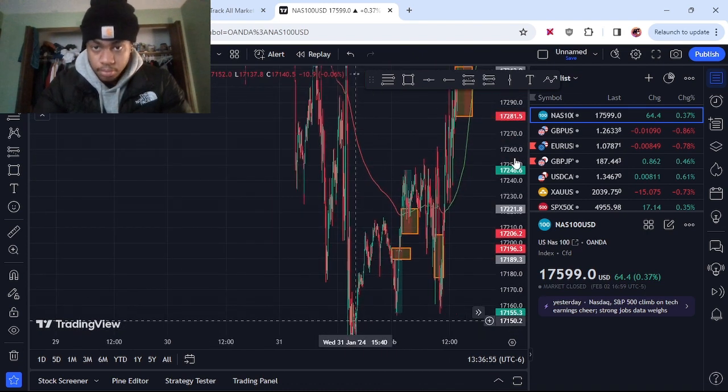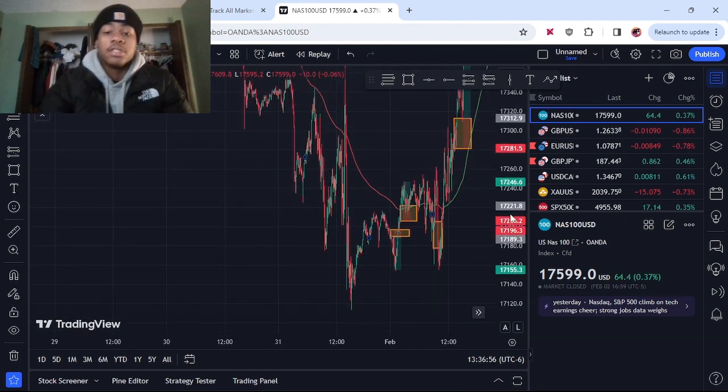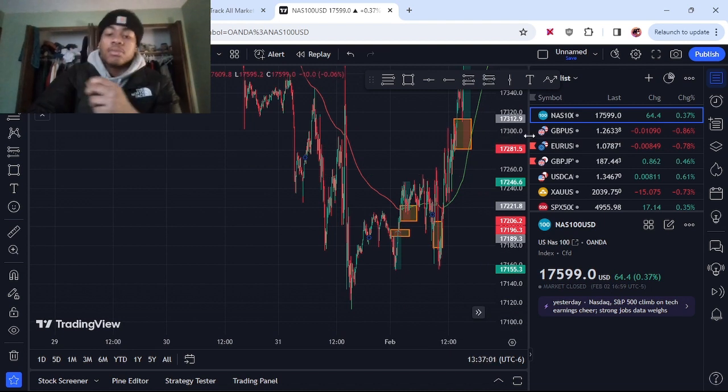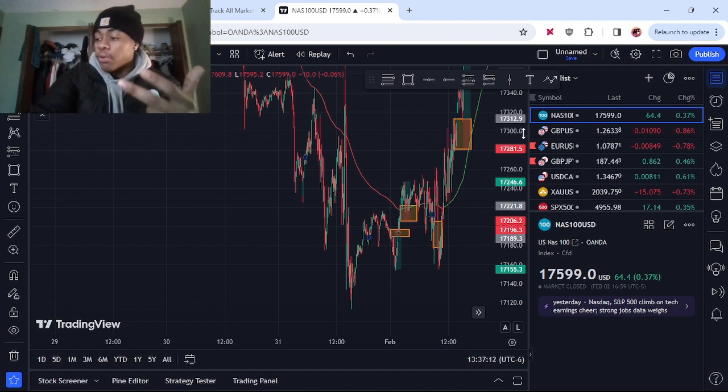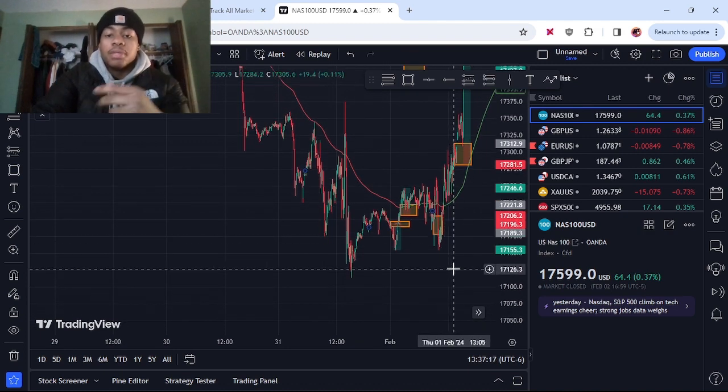But that's high probability demand for you, or supply and demand. So let me just go over it one more time. You want it to break structure, whether it's a high or low. You want it to have a gap, and you do not want the zone to be mitigated before tapping the zone. Before tapping the zone, you do not want it to be mitigated.